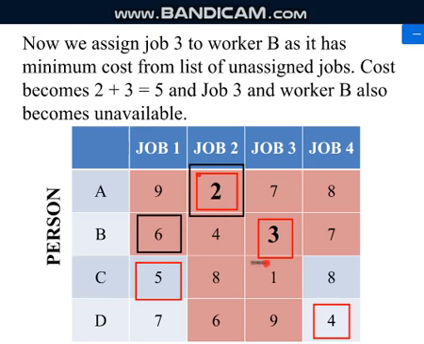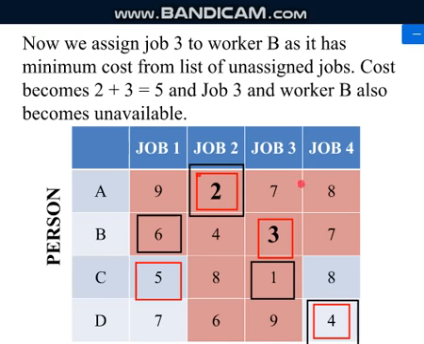So 2, 6, 1 and 4. What is the total cost now, tell me? 2 plus 6 plus 1 plus 4. So 6 plus 4 is 10, 10 plus 1 is 11, 11 plus 2 is 13. So the cost is 13. 13 is better than 14. Now we will see how branch and bound will work for this, and it will give you the optimal solution.